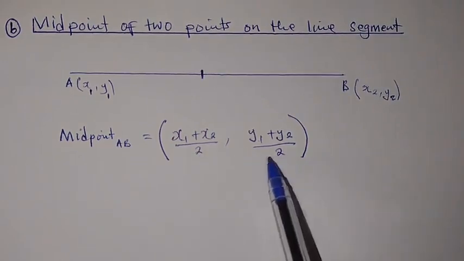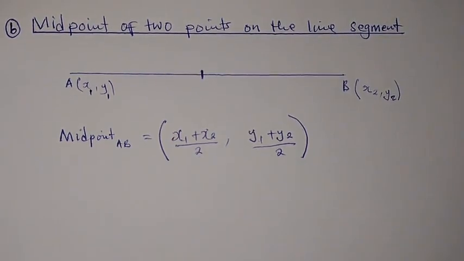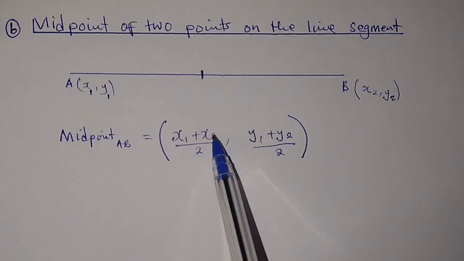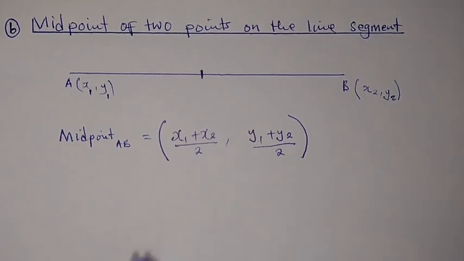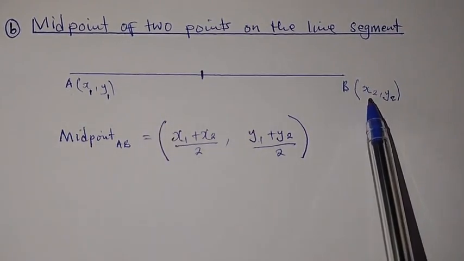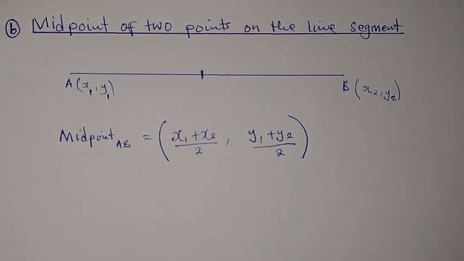The 2 is coming in because it's half, it's the midpoint. So when we add x1 plus x2, we should divide by 2 because we want to find the half of the value of x1 and x2. I hope this is clear. Let us look at an example.